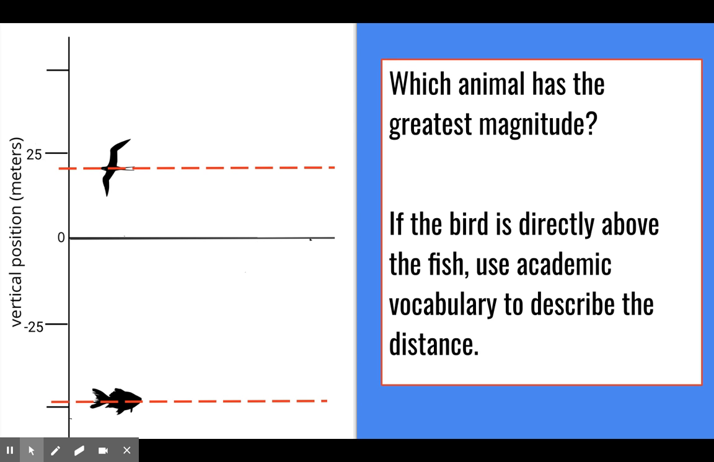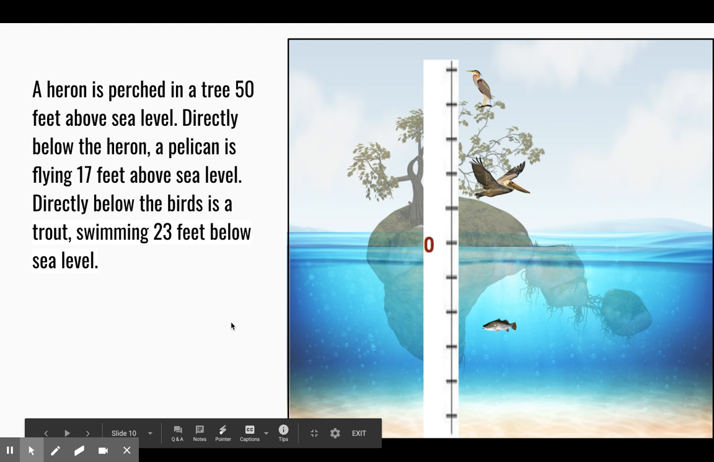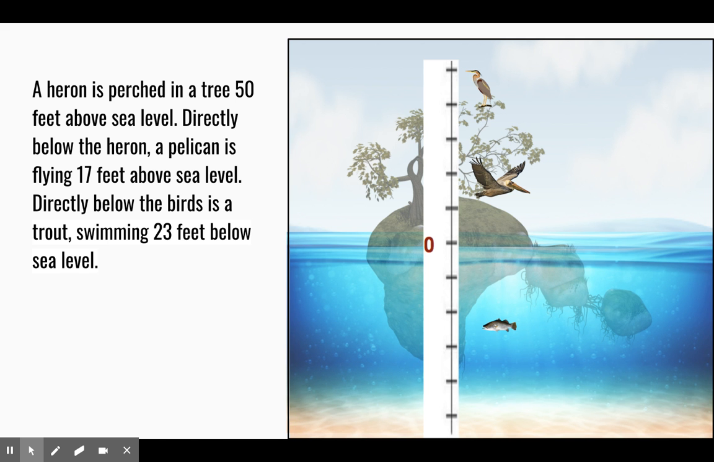Let's keep moving to our next portion of our elaboration activity, and we're going to move to number 4. So number 4 says a heron is perched in a tree 50 feet above sea level. Directly below the heron, a pelican is flying 7 feet above sea level, 17 feet above sea level, and directly below the birds is a trout, which is a fish, swimming 23 feet below sea level.